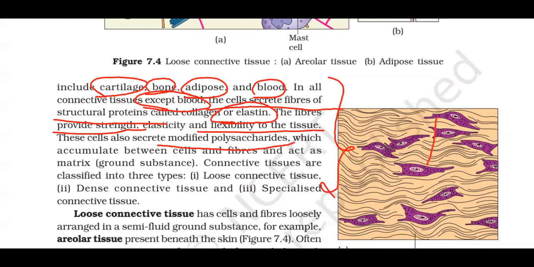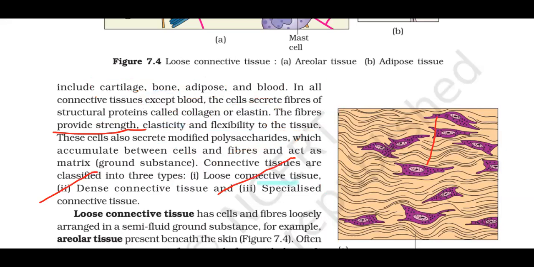A question can be asked about this: which tissue secretes modified polysaccharides? Connective tissue. These accumulate between the cells and fibers, and they act as a matrix actually. And connective tissue is classified into three types: loose connective tissue, dense connective tissue and specialized connective tissue.